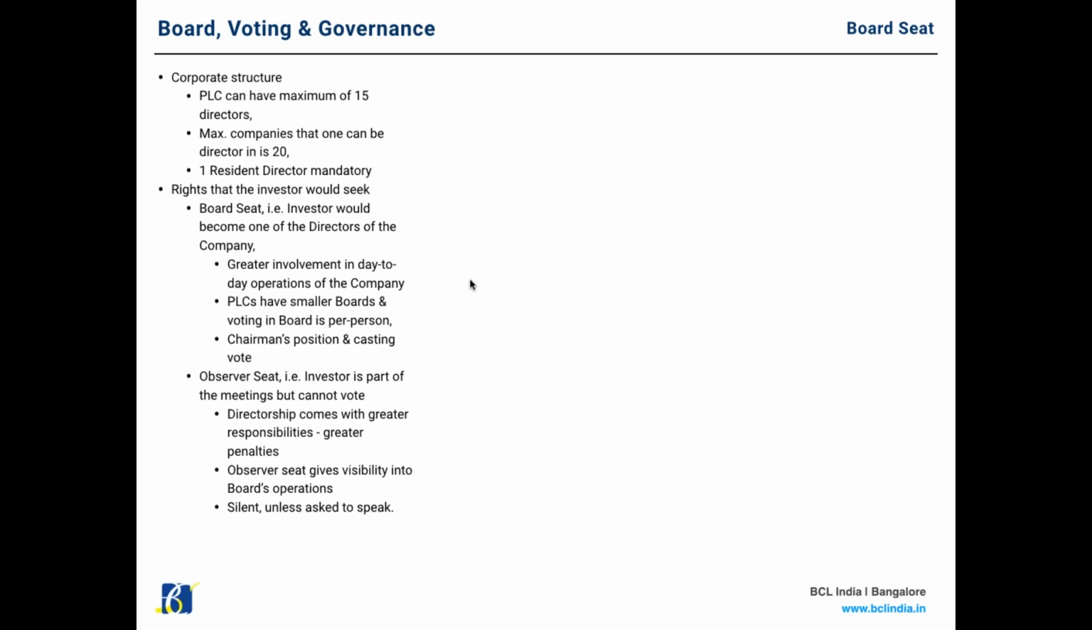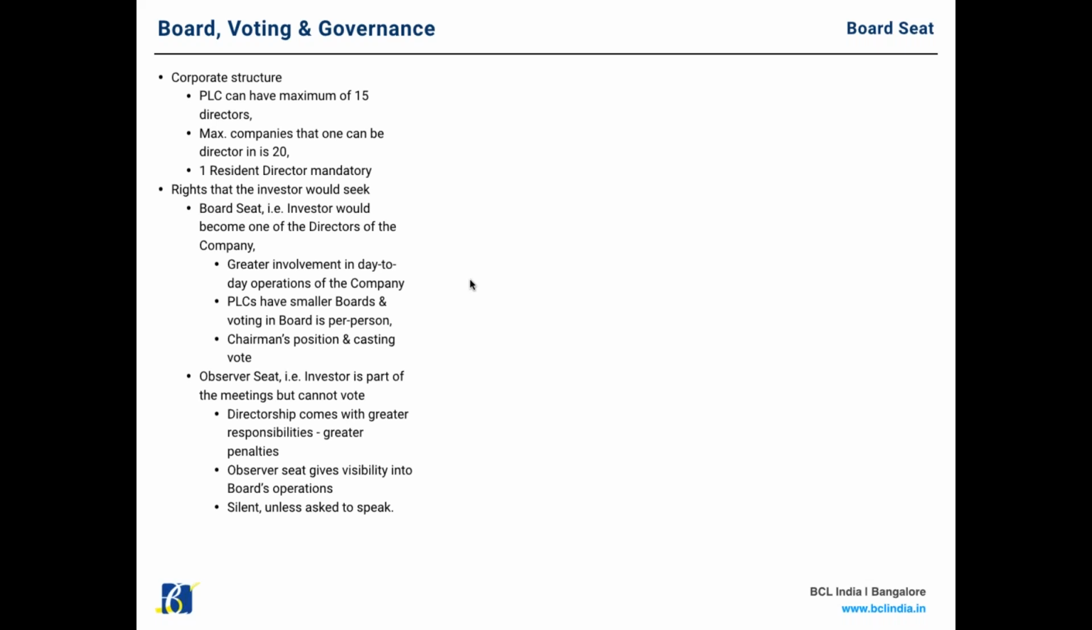Rights that an investor would typically seek are a board seat, which means that the investor would want to be more involved in the day-to-day operations of the company. And given that the investor comes with a lot of experience, this will definitely help the startup. Now, the investor may also choose to have an observer seat, because a board seat comes with certain liabilities.